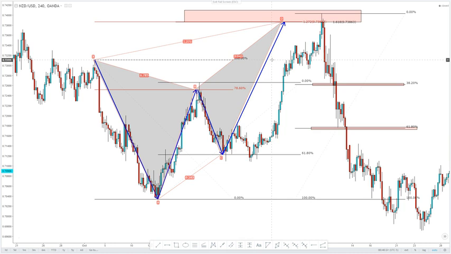Okay, guys. So on to the next pattern. Probably the next pattern I'm gonna do will be the shark and the bat. Probably. I think I have to go over the Gartley as well. So on to the next vid.